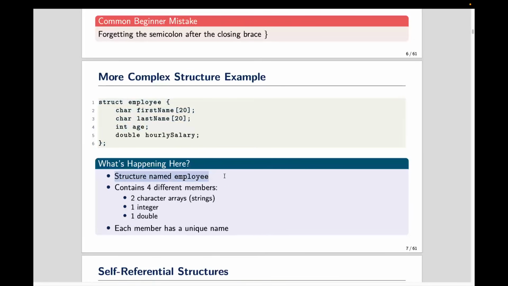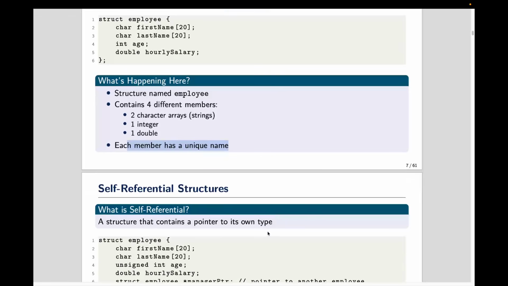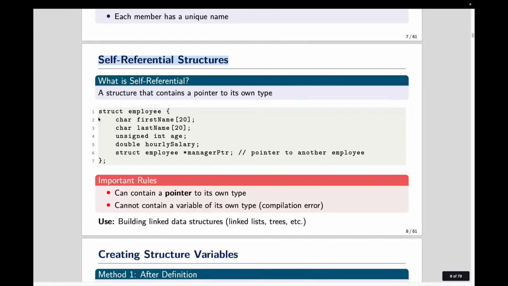So here the structure name is employee, and it contains 4 members: 2 character arrays, which are strings, one integer, and one double. Each member has a unique name. Then the next thing, very important: a structure that contains a pointer to its own type. This is a little confusing, but understand it clearly. A self-referential structure: you have a structure, and inside it, it is pointing to its own type of structure.